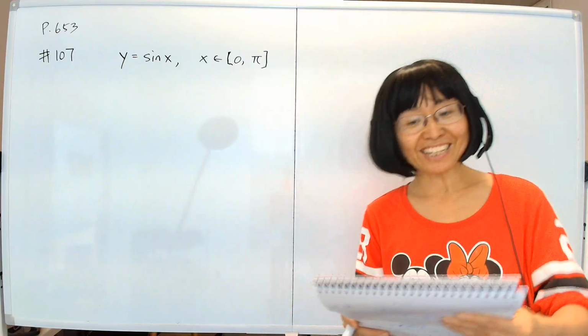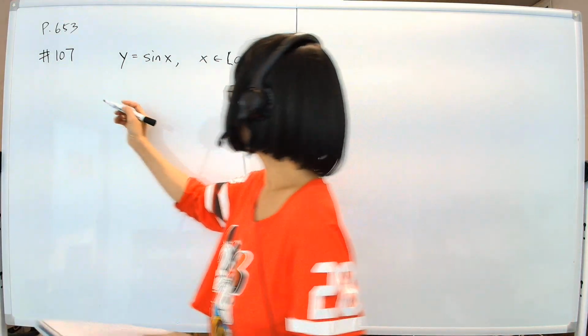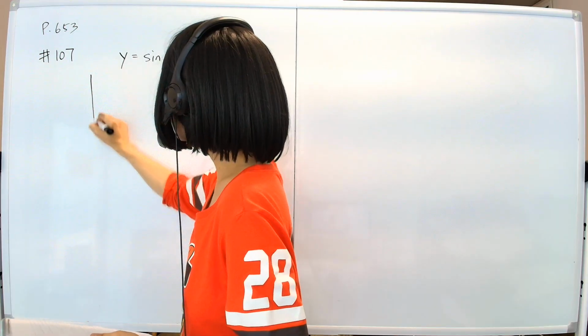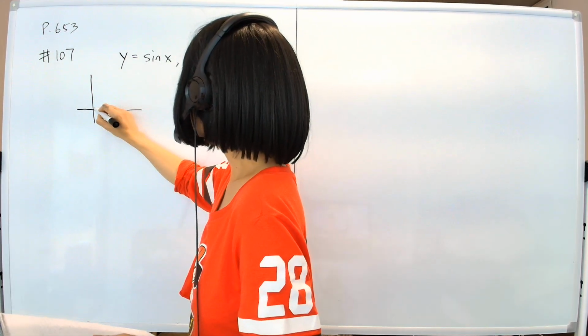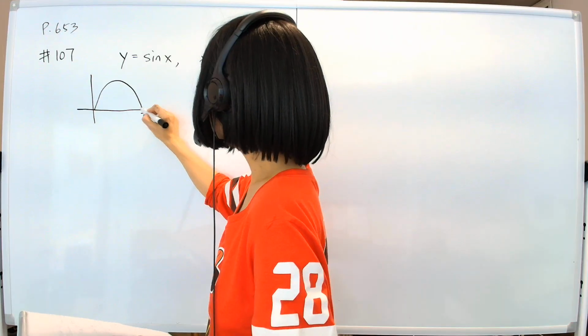Next, let's look at the bundt cake. The bundt cake is generated by y equals sine of x. Here's sine of x going from 0 to pi. Here's pi.